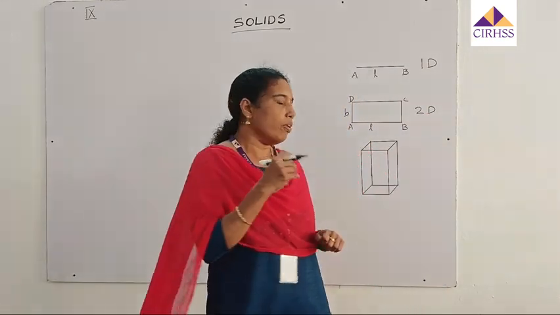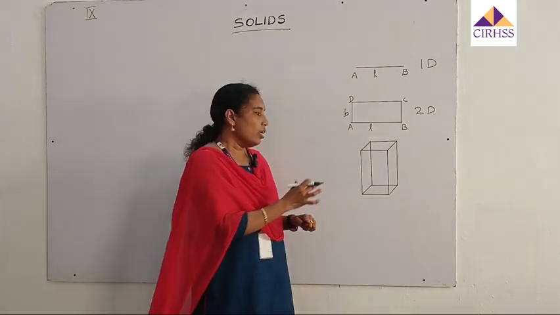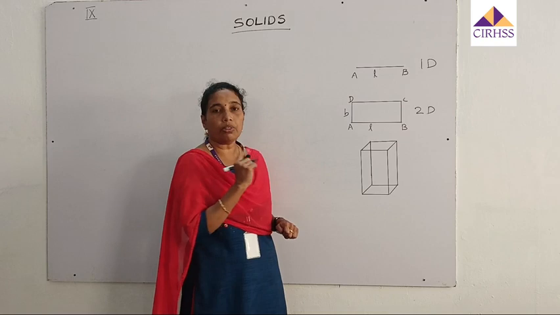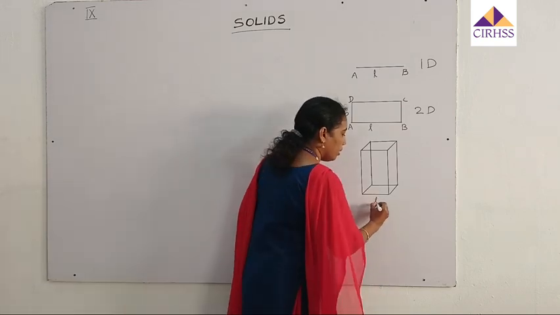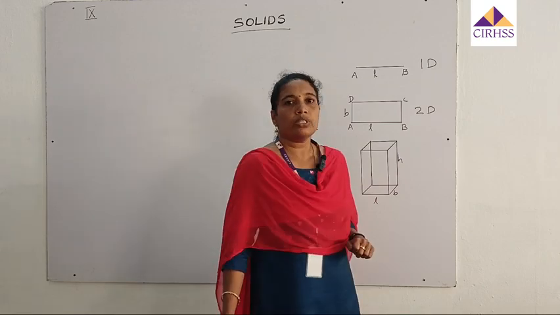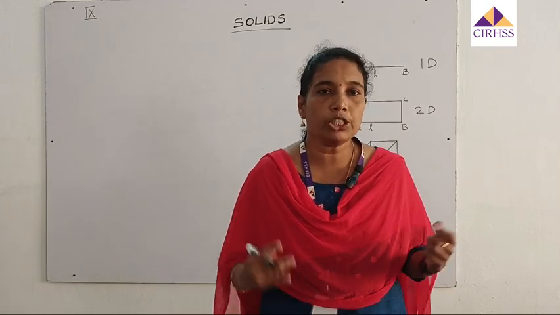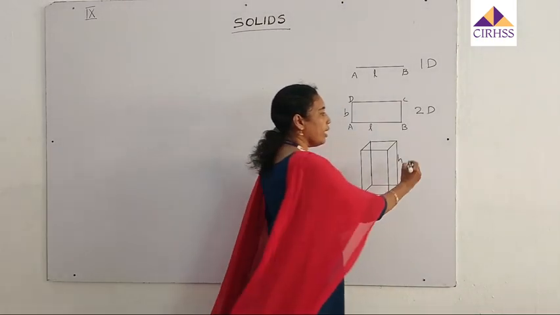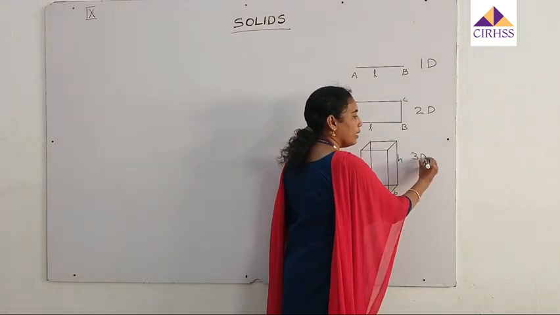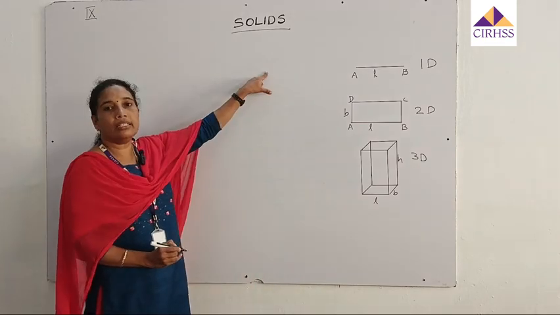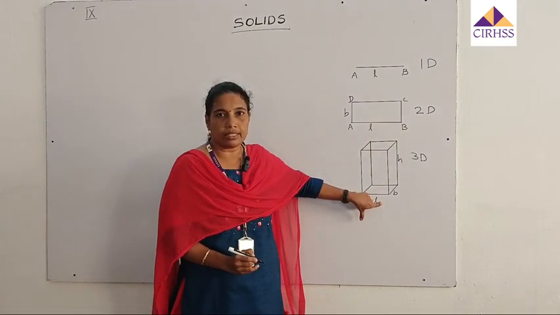Then if we add one more measure to this, we get a figure like this. Here, how many measures? We have three measures: length, breadth and height also. So such figures are called three-dimensional figures or solids. So solids means three-dimensional figures.